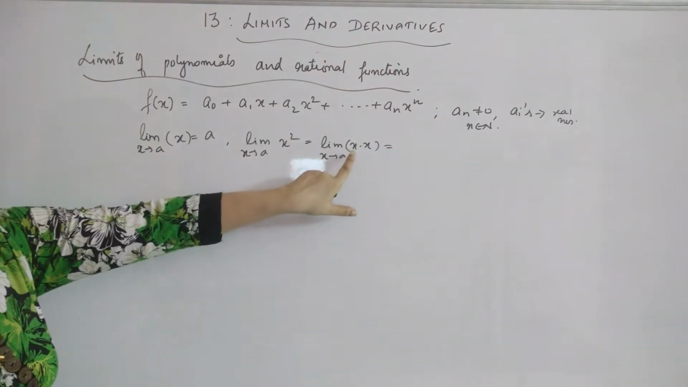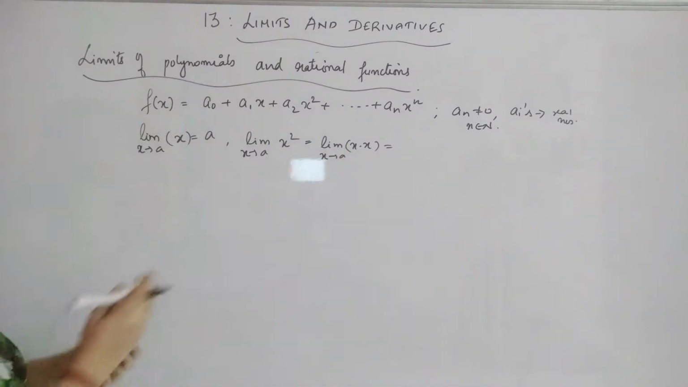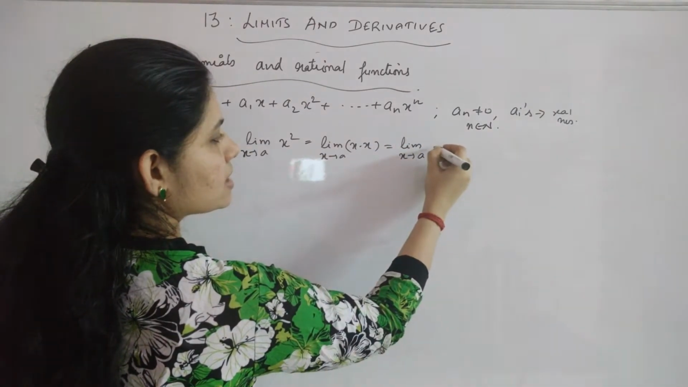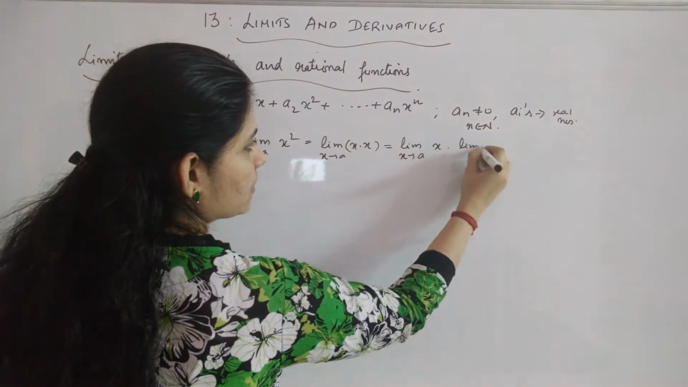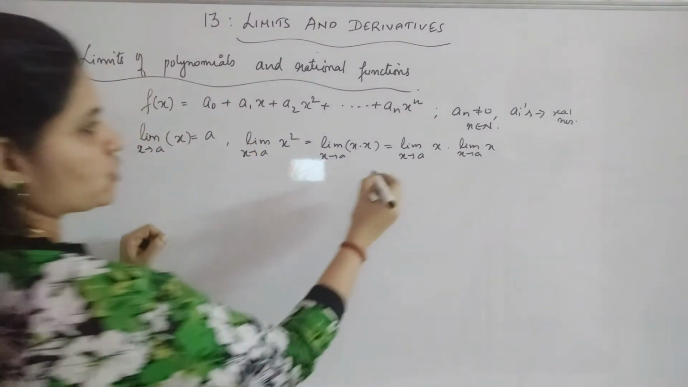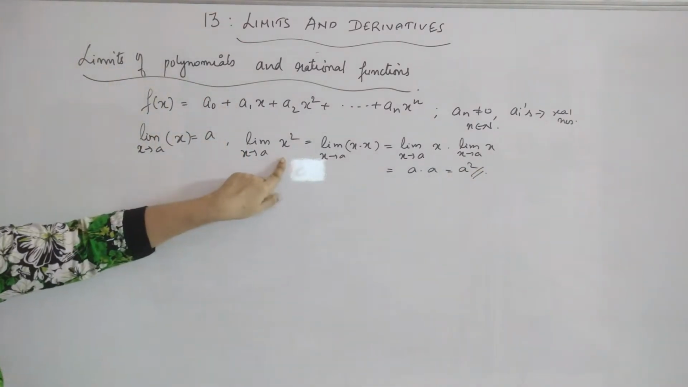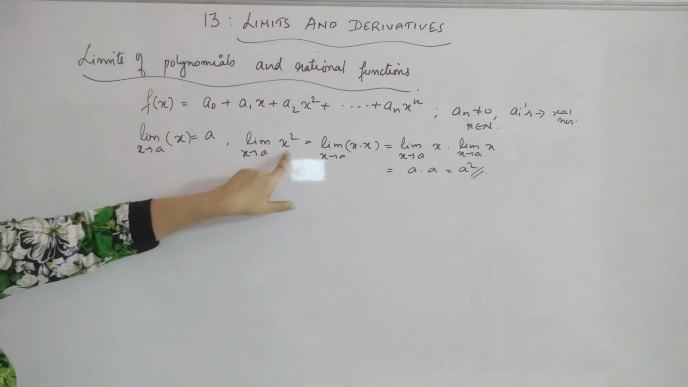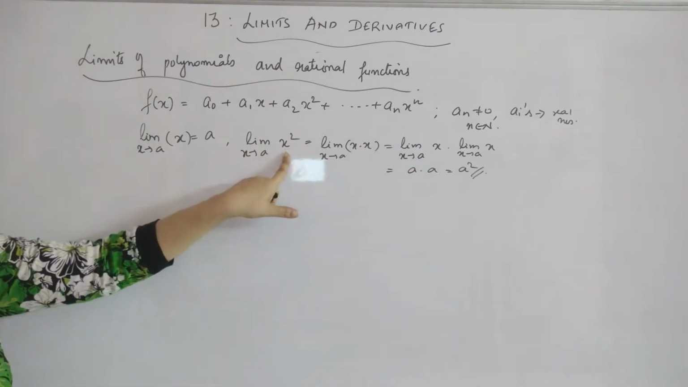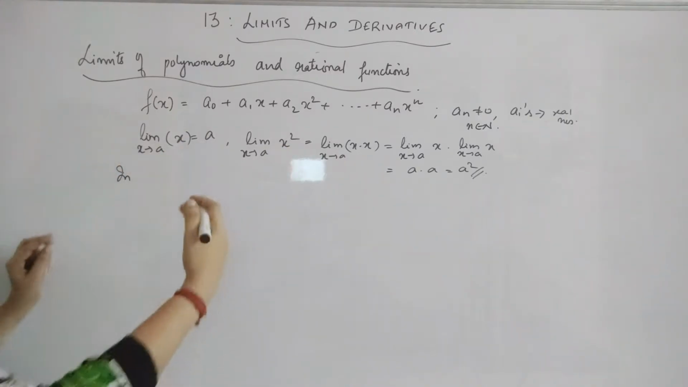Now this is of the form of two functions' product, limit of the product of two functions. So I can just split the limit to both the functions separately. So I will get limit x tends to a x into limit x tends to a x, and this is a. So you will get here a into a, which is a square. So first what we have started with is limit x tends to a x square and you got it to be a square. That is simply you are just replacing x with a, so that you will get a square, right?